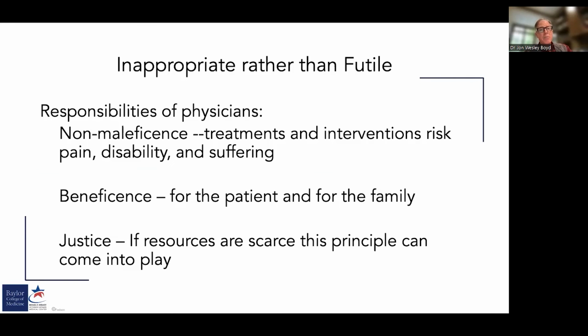Care can be inappropriate rather than futile, so sometimes it's good to get out of the talk about what's futile or not and think more about what's ultimately appropriate.